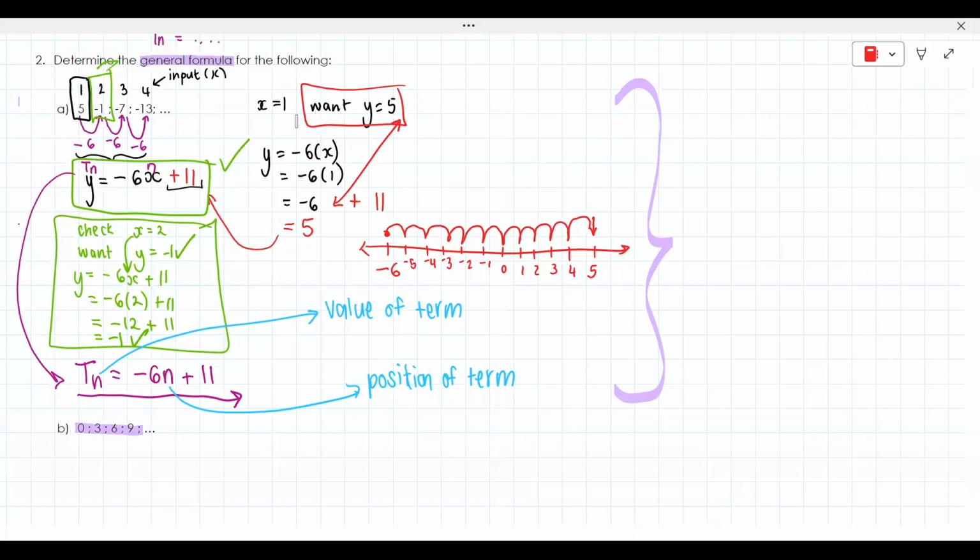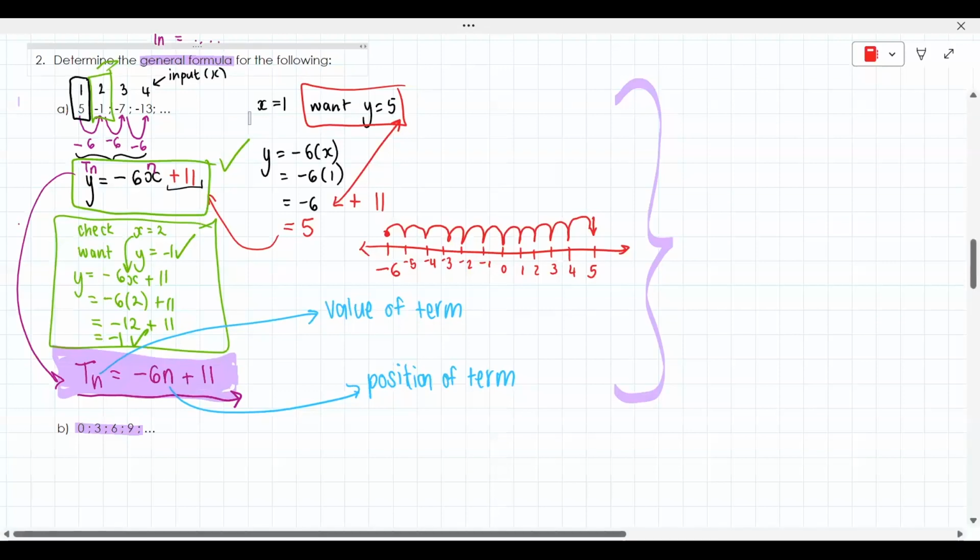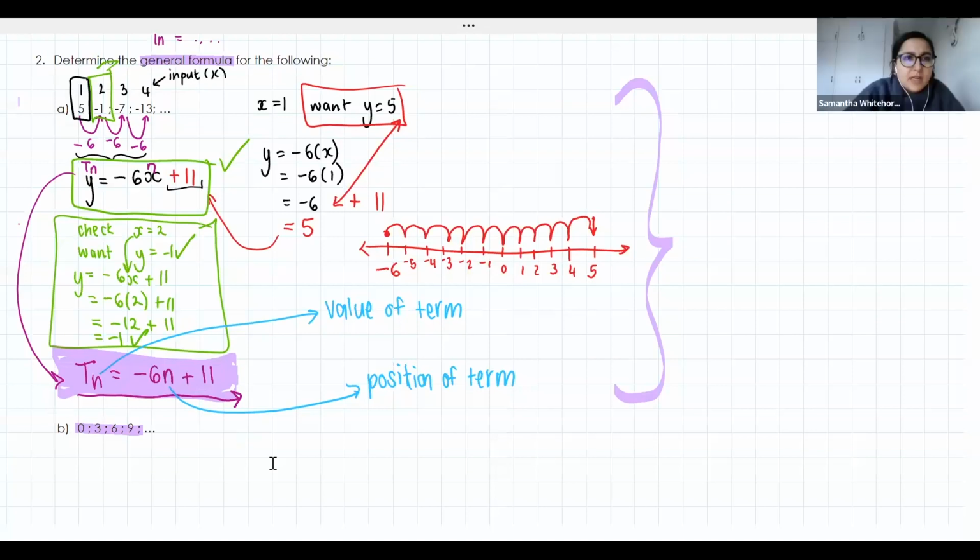Now remember, the rule I want is in the form Tn. So your answer should be Tn equals and then your rule. Right, so give it a try. Remember, answers on the chat. And then after a few minutes, I will ask you for your answers.